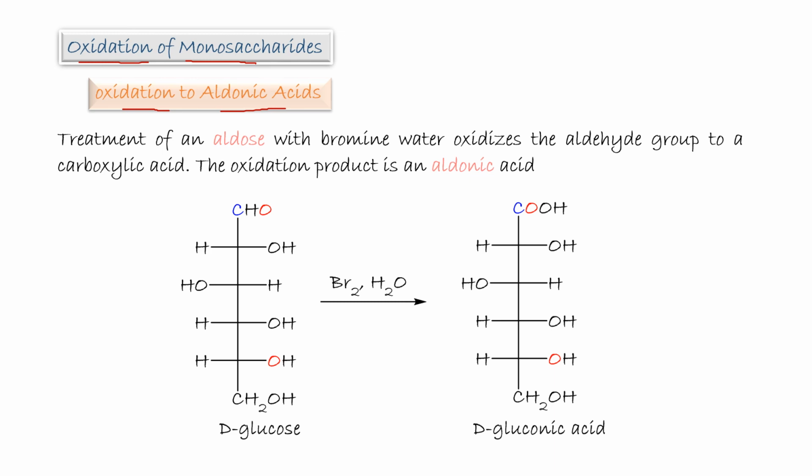Oxidation to aldonic acid. Treatment of aldose with bromine water oxidizes the aldehyde to carboxylic acid. The aldehyde functionality of the aldose will transfer to carboxylic acid by treatment with bromine water. So glucose will turn out to be gluconic acid. Aldonic acid, so glucose will be gluconic acid.